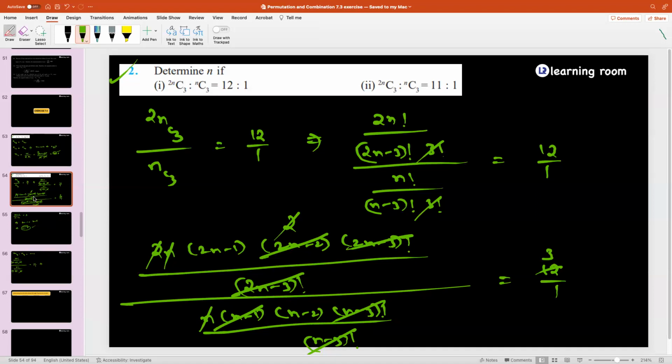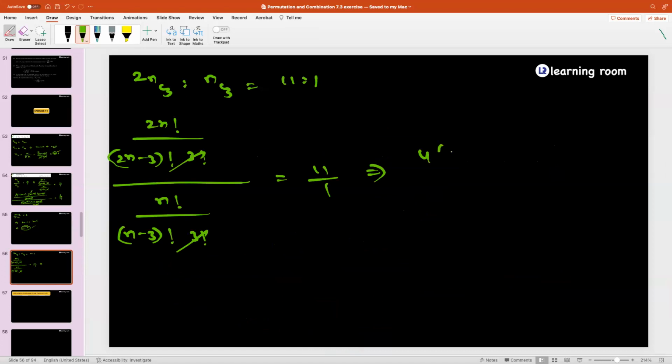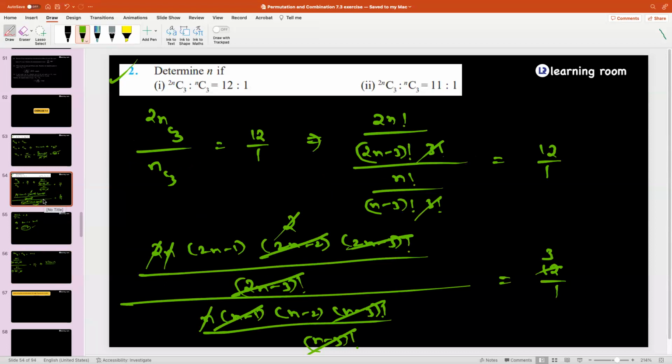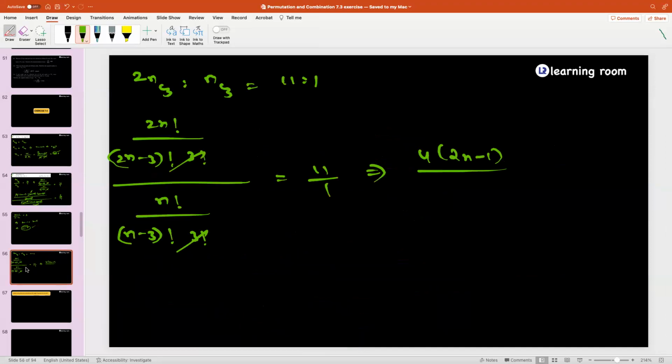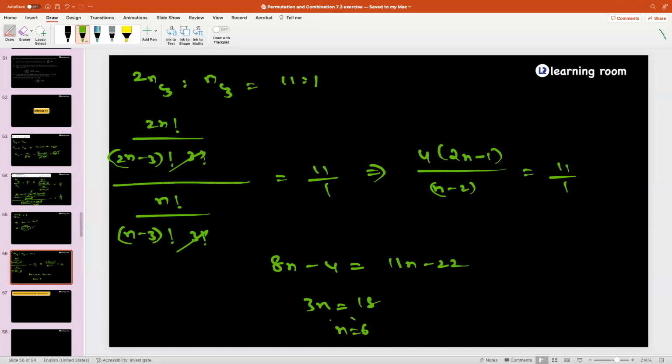So you will have 4 into 2n minus 1, the whole divided by n minus 2, is equal to 11 by 1, which implies 8n minus 4 is equal to 11n minus 22. So 3n is equal to 18. So n will be equal to 6. Is the point clear? So n will be equal to 6.